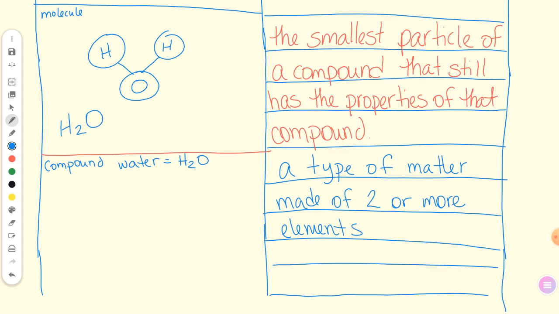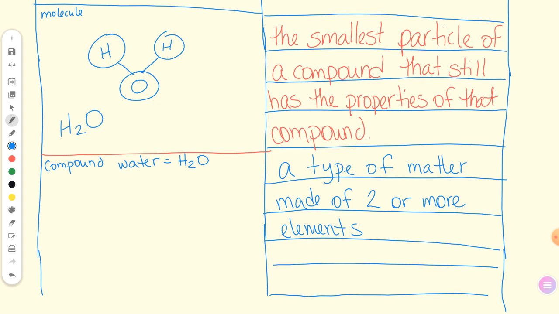Okay, so I'm just trying to help you visualize what these are. So these are in order from smallest to biggest. An atom is the smallest part of an element that still has the properties of that element. An element is what makes up everything else. A molecule is the smallest particle of a compound that still has the properties of the compound. And a compound is where we have two or more elements together. Okay, so that's in size, smallest to biggest.